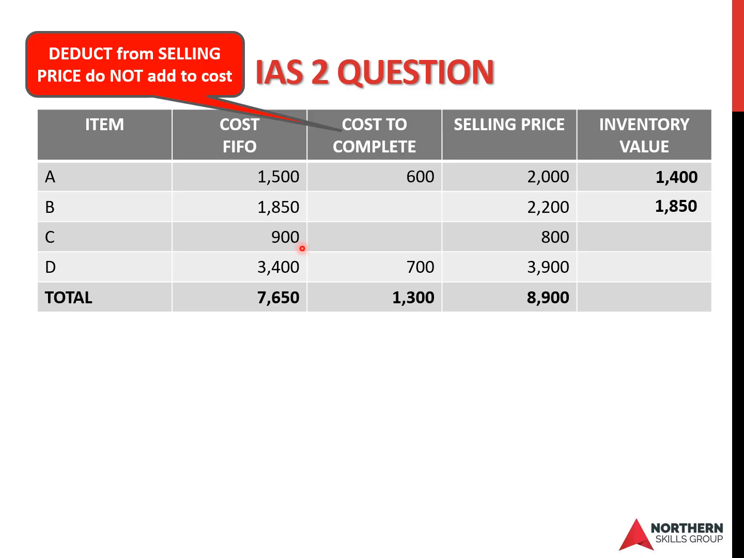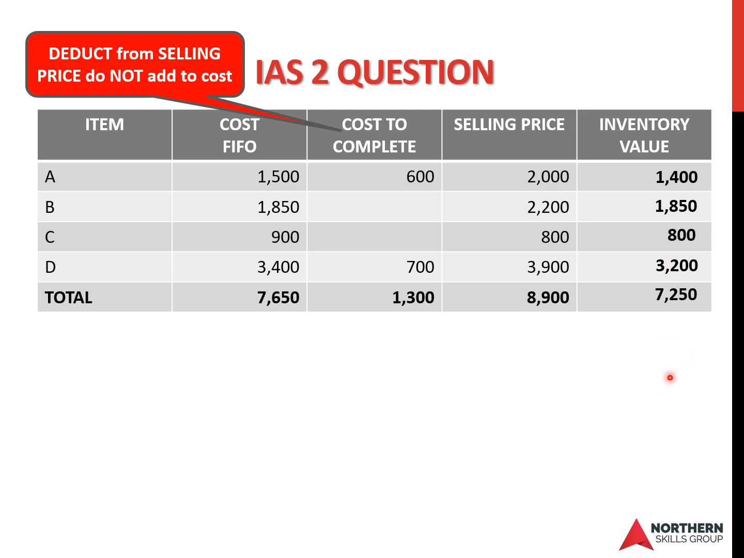The next item, cost is 900. We're only going to be able to sell it for £800, so we never value an asset at more than the future benefit we're going to get from it, and the benefit we're going to get is £800, not 900. So it's the lower of those two figures. And then finally we've got £700 still to incur for item D. That comes off of the selling price to give us a net realisable value of 3,200. That again is less than cost, and so that's the figure that we will use for our IAS 2 value.